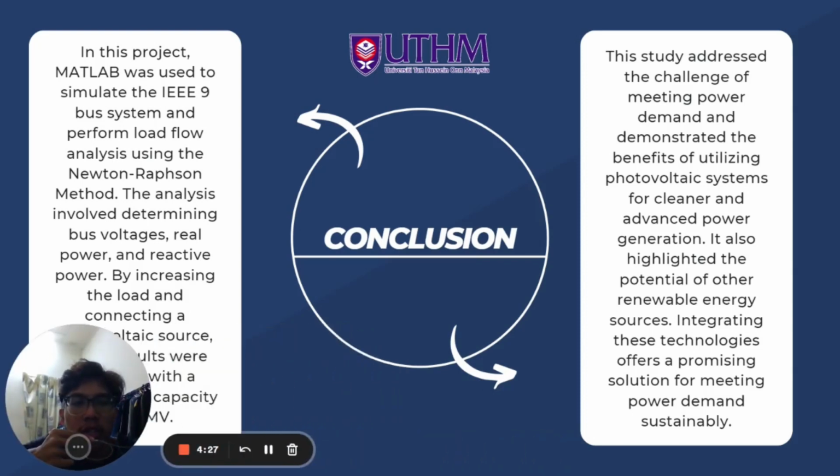This study addressed the challenge of meeting power demand and demonstrated the benefits of utilizing photovoltaic systems for cleaner and advanced power generation. It also highlights the potential of other renewable energy sources. Integrating these technologies offers a promising solution for meeting power demand and sustainability.